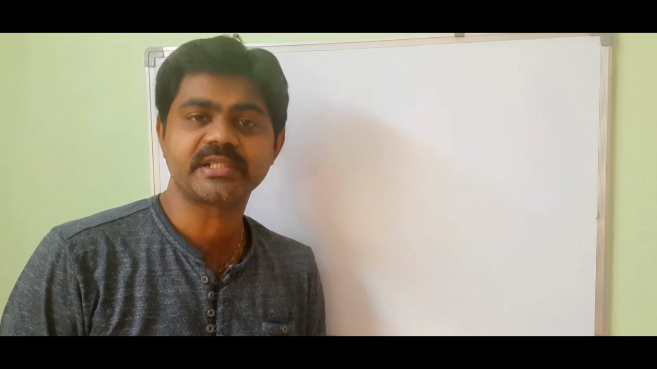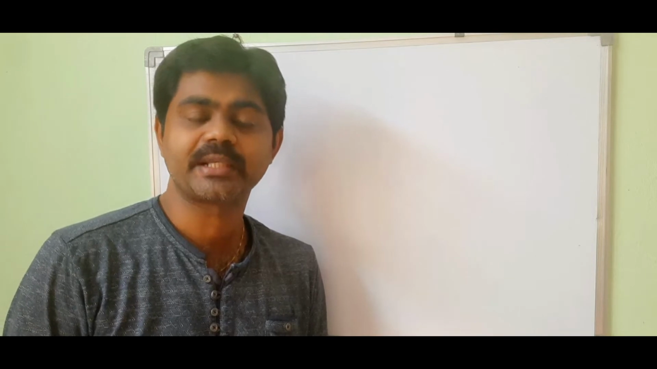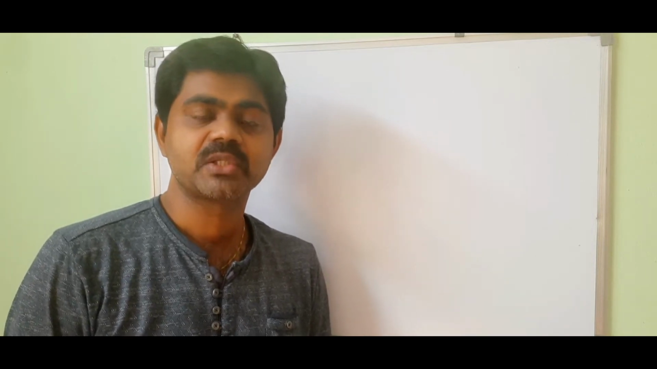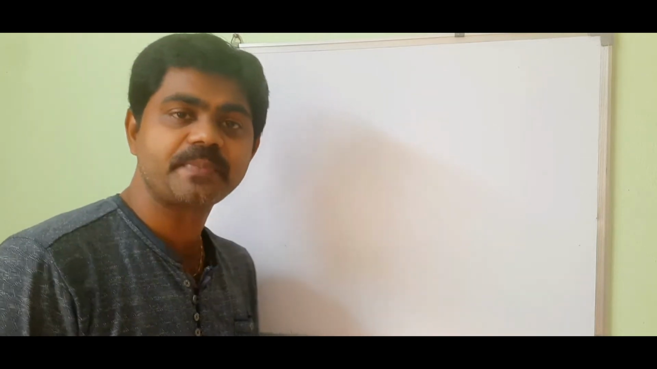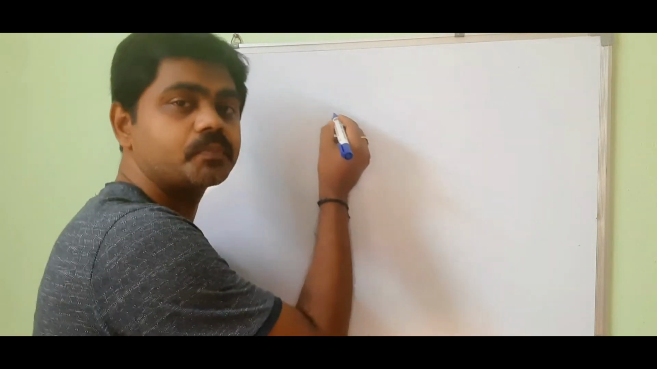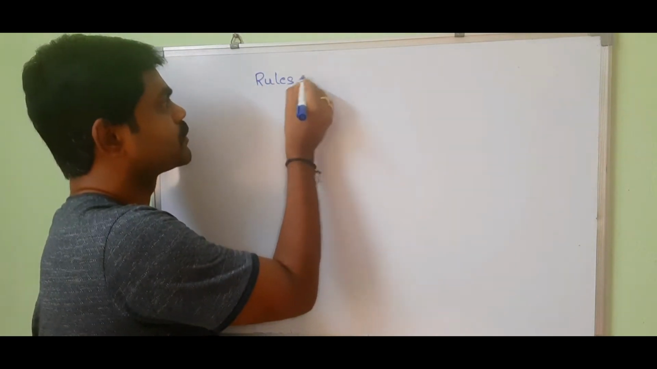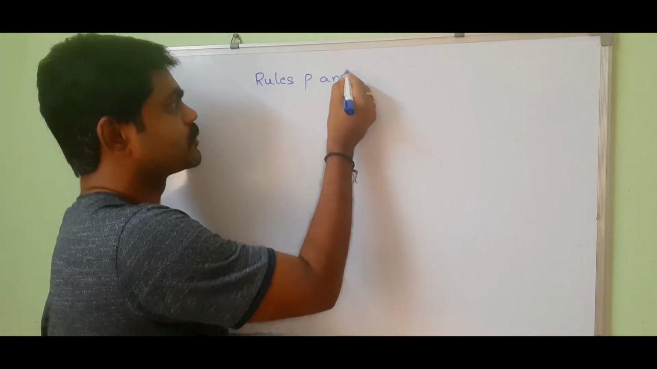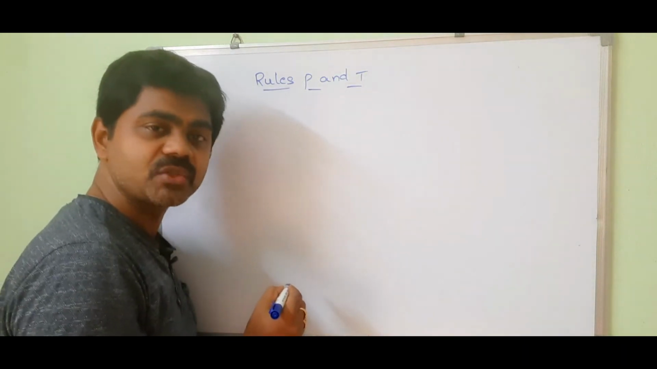So today we're going to discuss rules P and T in discrete mathematics. So we are talking about rules of inference, right? So in that, let us discuss rules P and T. So what are rules P and T? So what is rule P and what is rule T?